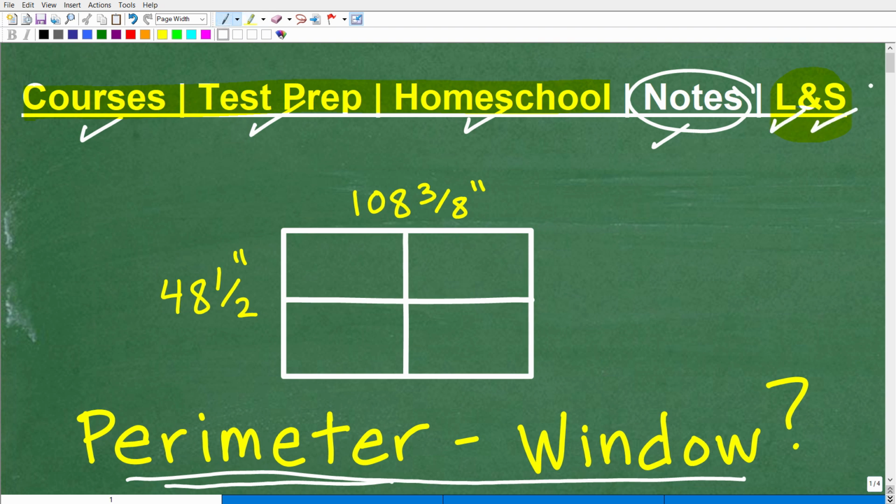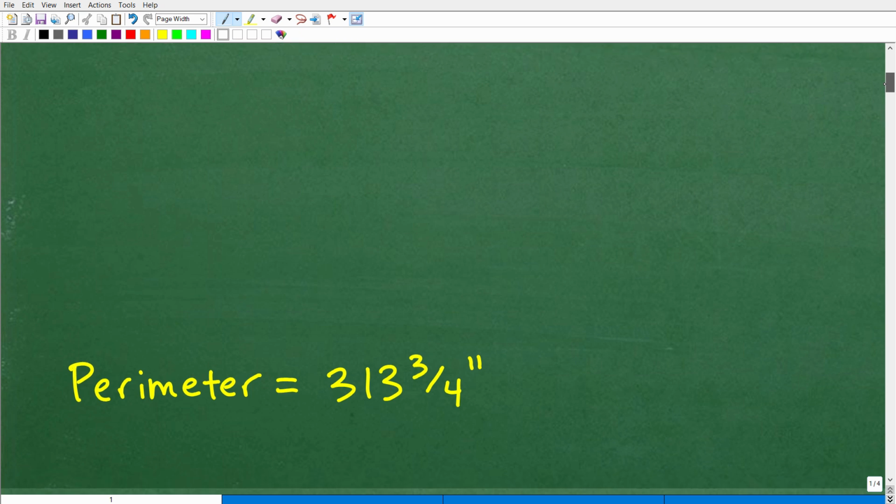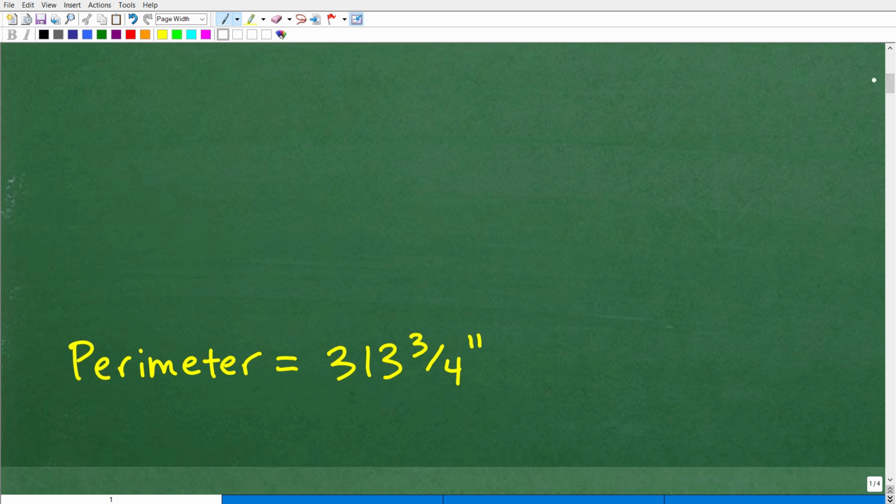Okay, so let's go ahead and get into this problem. We're going to figure out the perimeter of this window. So what is the answer? Well, here it is right here. The perimeter of this window is 313 and 3/4 inches.